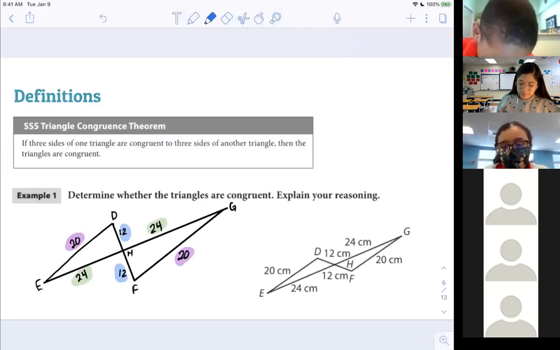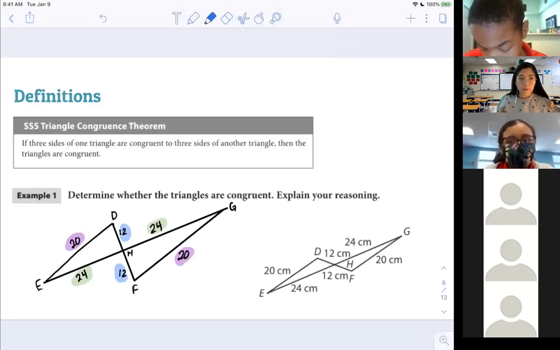Yes, I've definitely got SSS. So again, it's just playing a game of match. Can anyone tell me what transformation could get me from DEH to FGH? What type of transformation brings triangle DEH? Rotation. Yeah, Jalen's got it.